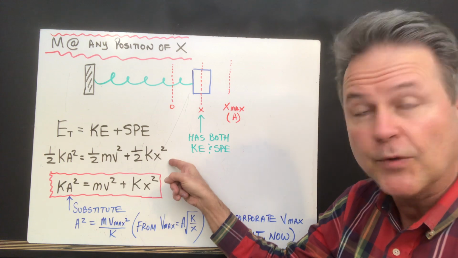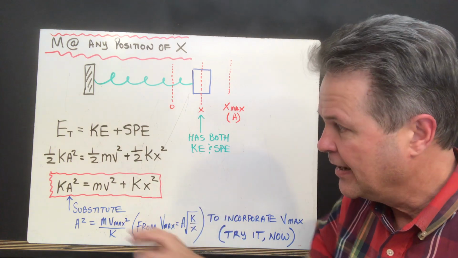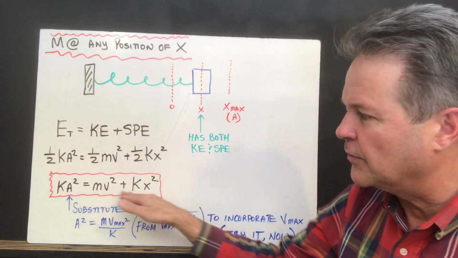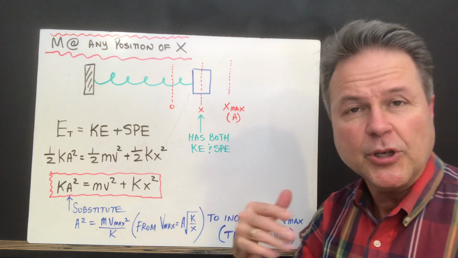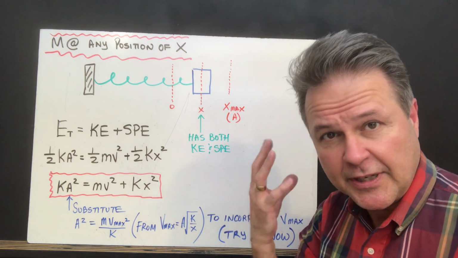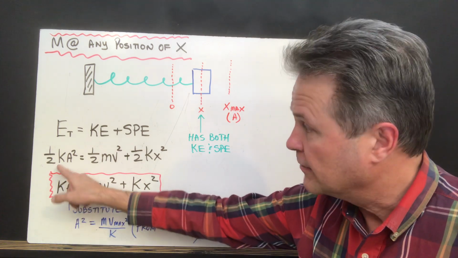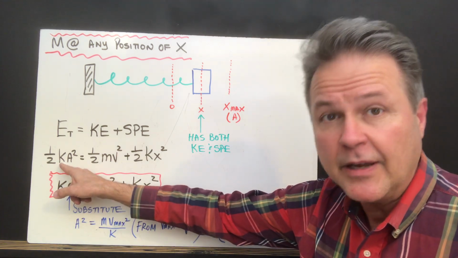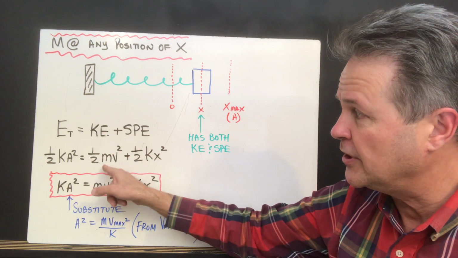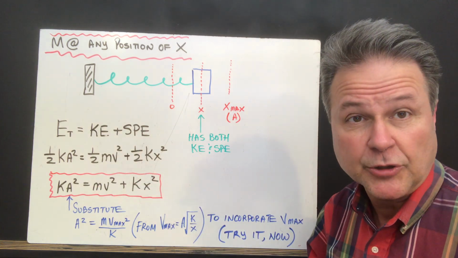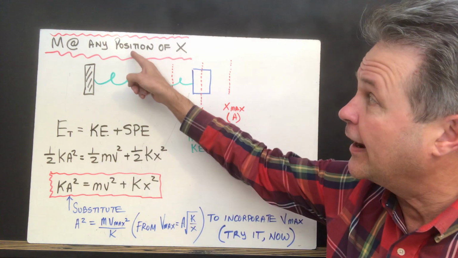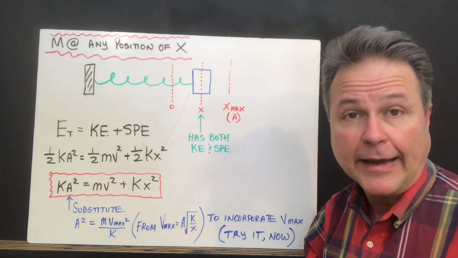And we can take this formula and simplify it. So here's just kind of a general form. I don't want you to memorize any of these formulas. This is just the concept of conservation of energy, where the total energy, right here, 1/2 kA squared, is equal to the kinetic energy plus the spring potential energy. And that formula will work for any position of x.